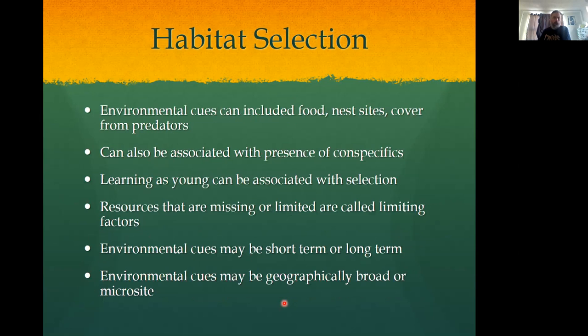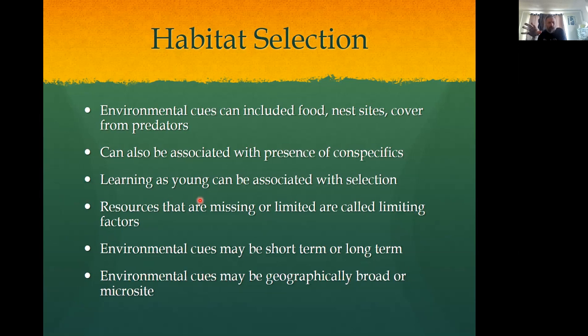Things like that. The cues we're looking for here will be things like food, nest sites, and cover from predators. They can also be other animals: the presence of animals that might compete with them, the presence or absence of animals that might eat them, all kinds of things that might make a habitat or not. One thing that we do see a lot is that the environment an animal grew up in can really strongly guide what cues they look for.